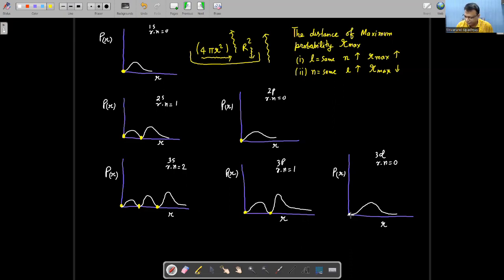In the same way we can draw for 3D, there is no radial node. So this is the graph for 3D, right? So let us move to some other point.